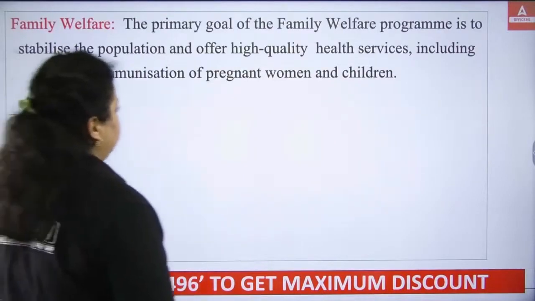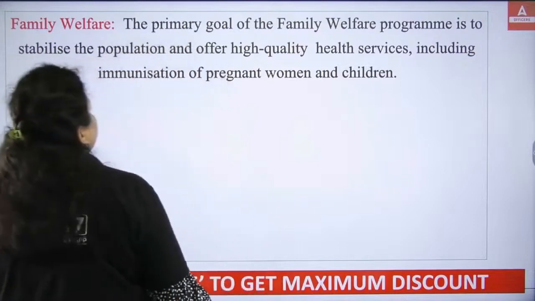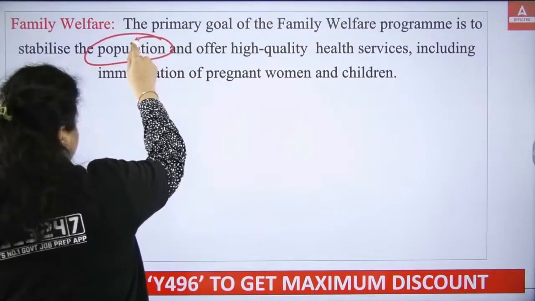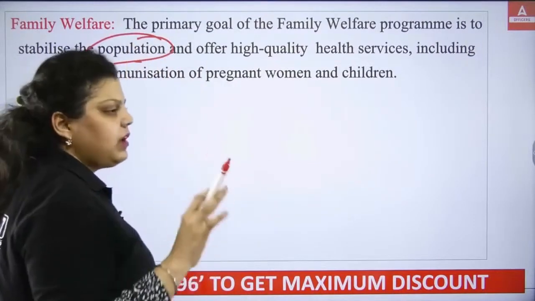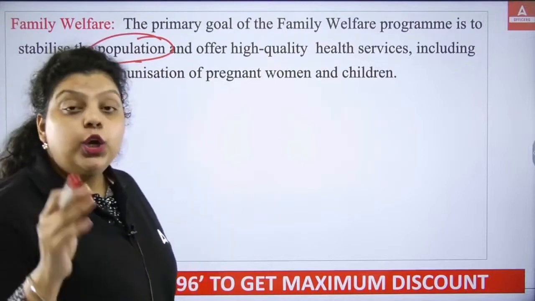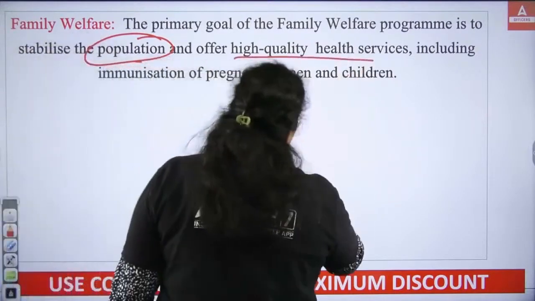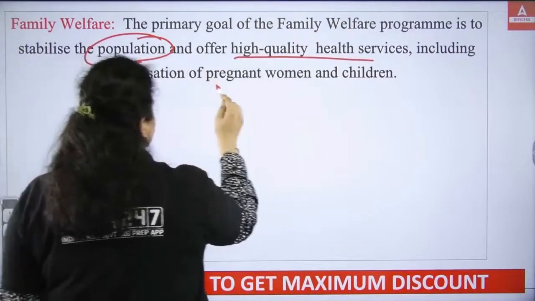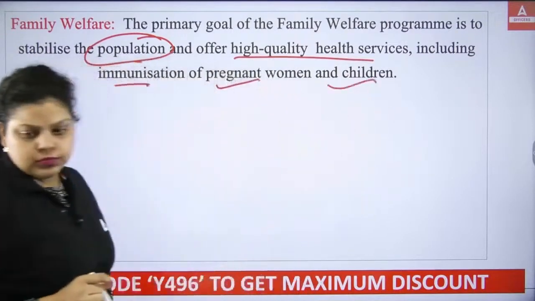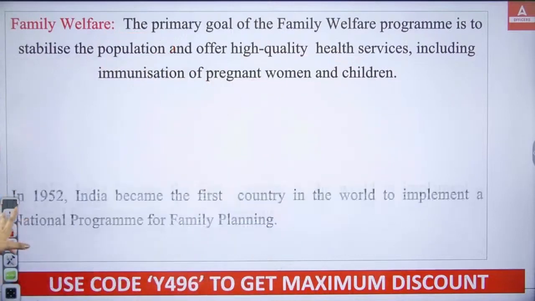Now, family welfare. The goal of family welfare is to stabilize the population. Whenever we talk about family welfare, why are we doing it? To control the population. To offer high quality health services that will include the immunization of pregnant women and children. Okay, so this is the objective.